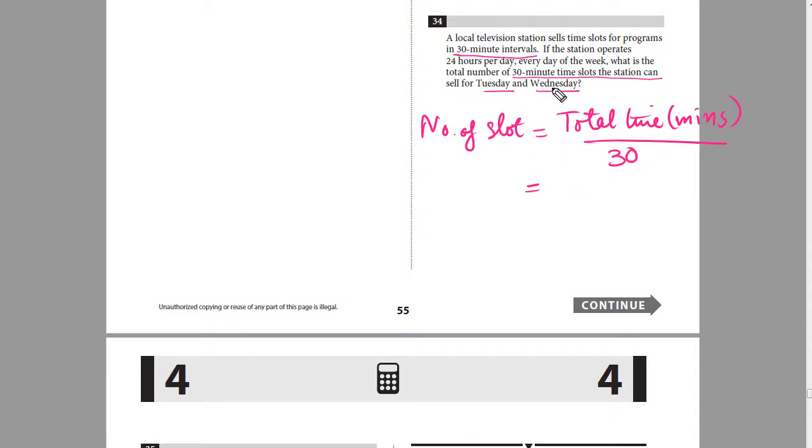So Tuesday and Wednesday, they are 24 hours per day, so in 2 days there will be 48 hours. So 48 hours, and we will multiply it by 60. That will be total minutes, divided by 30. So 48 times 60, so in 2 days the total number of minutes will be 2880, divided by 30. Now we will divide it by 30, and the answer we will get is 96. So the number of slots the TV station can sell is 96.